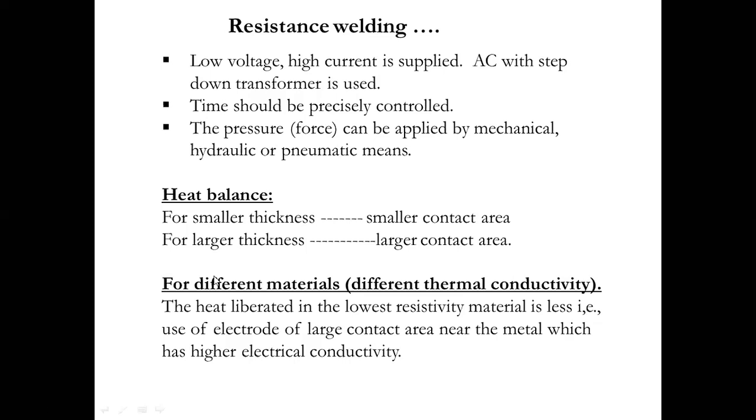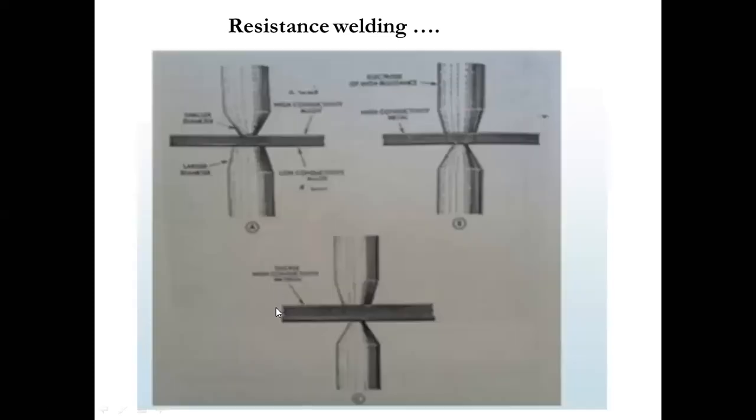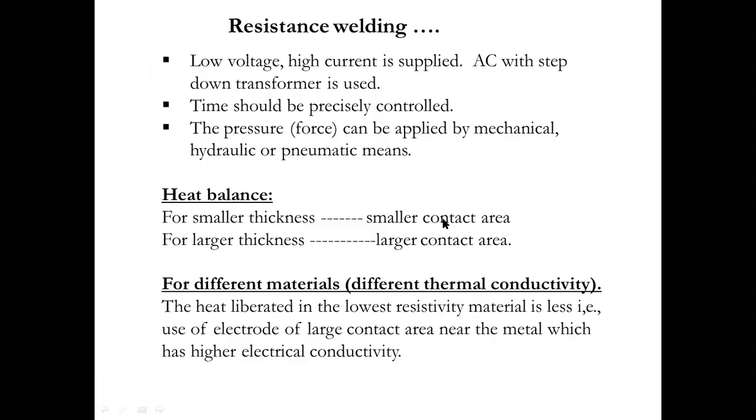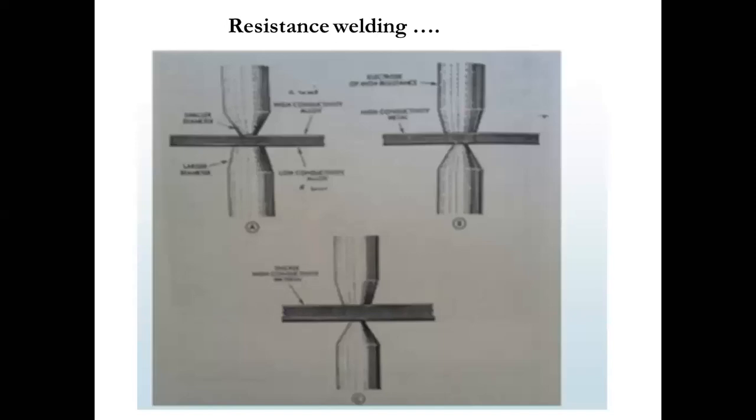So if I'm using different materials, of a different thermal conductivity, right? Then for the lower resistive materials, I'll be using the high thermal conductivity electrode. If I'm using high resistivity materials, I will use low thermal conductivity material, right? So based on the material properties, you can change the tip.